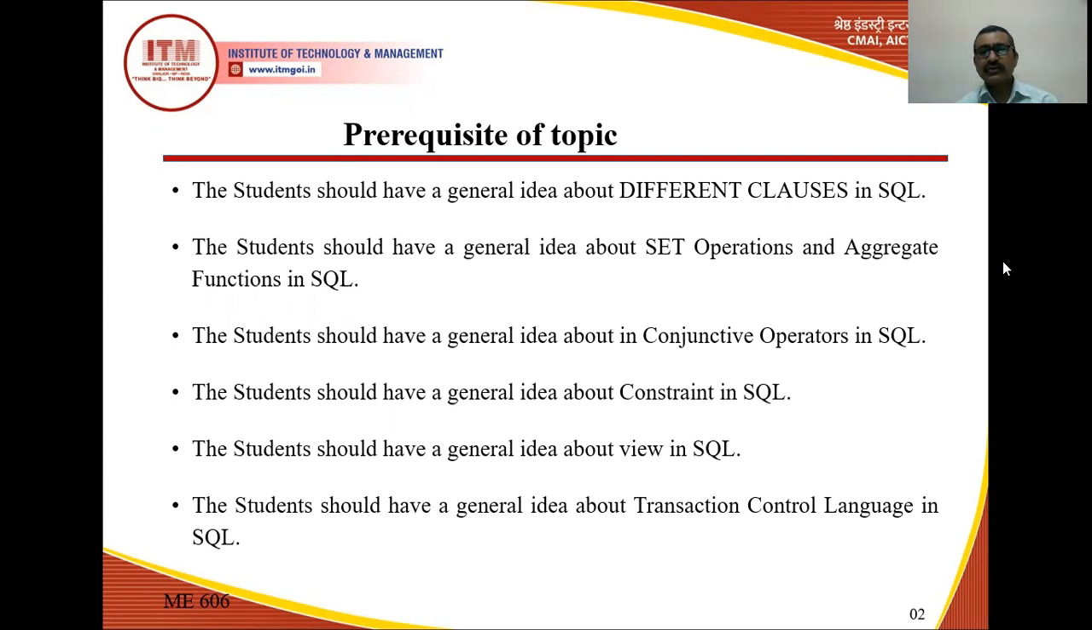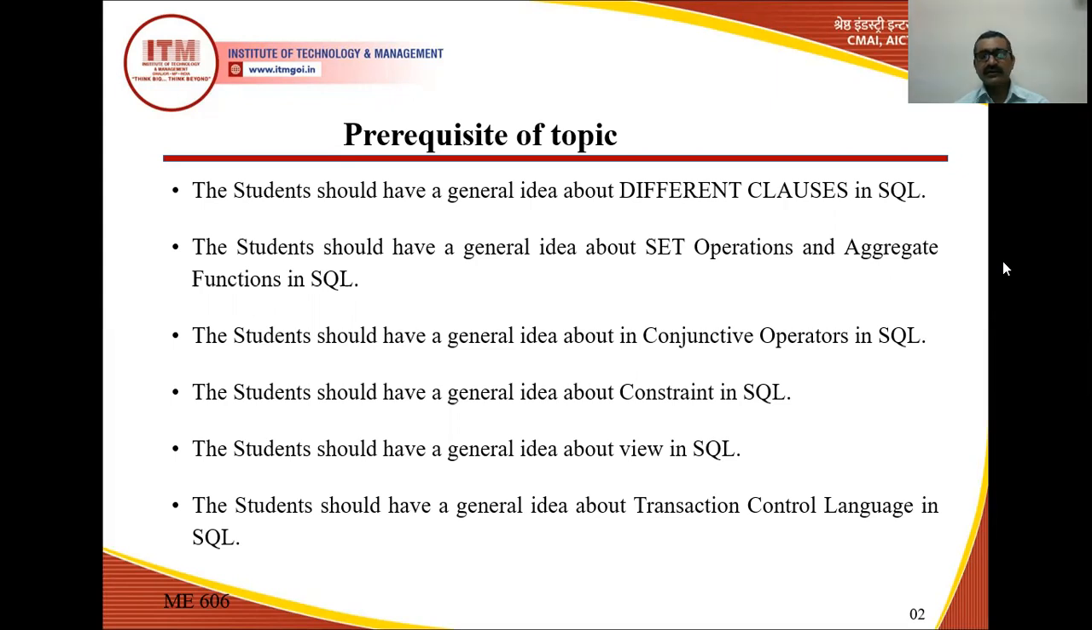Then after, the student should have a general idea about the set operation and the aggregate function. So what is the set operation? Set operation is just like we have to perform different types of operation on a particular table, just like union, all, intersection, all this type of operation we can perform on two or one or more tables, and it gives the result in a particular table's form. And the aggregate function always performs on a group. It can calculate the value of a group into a particular single value.